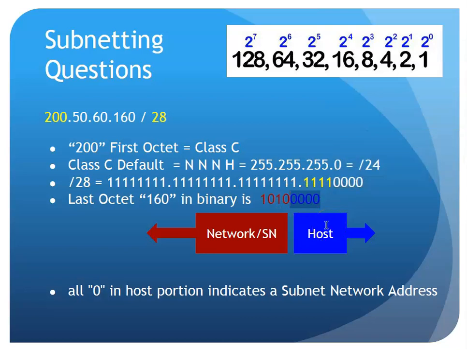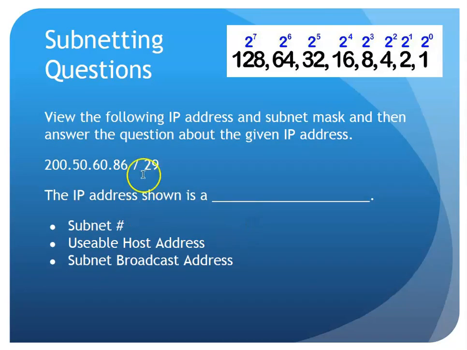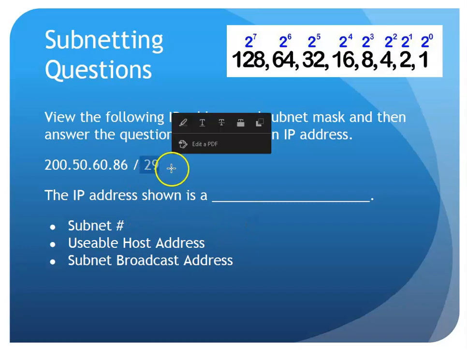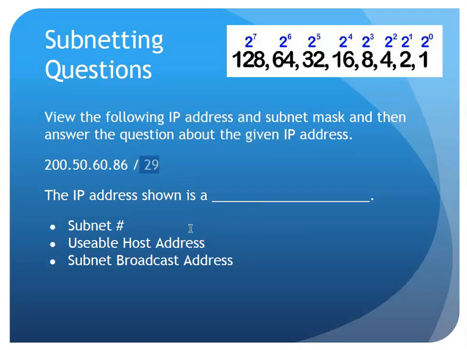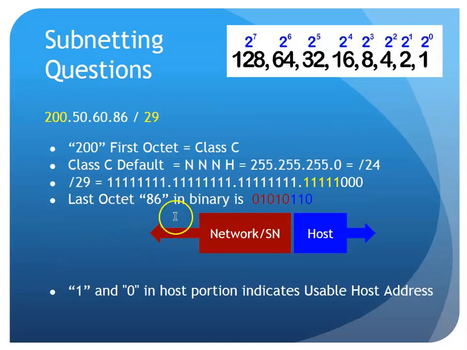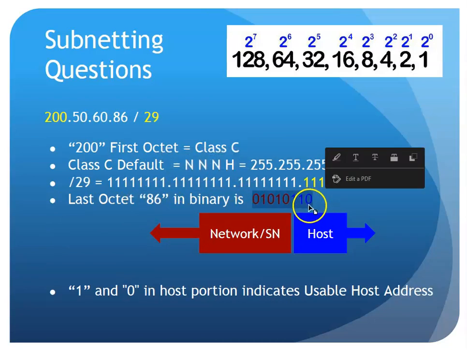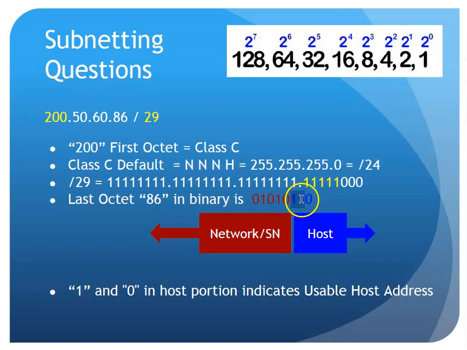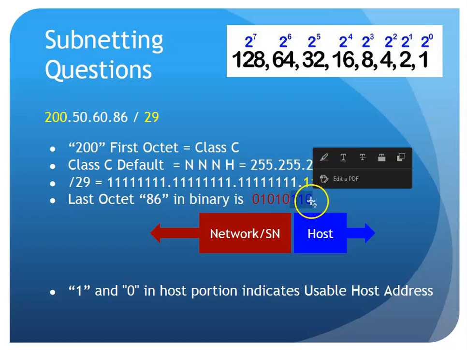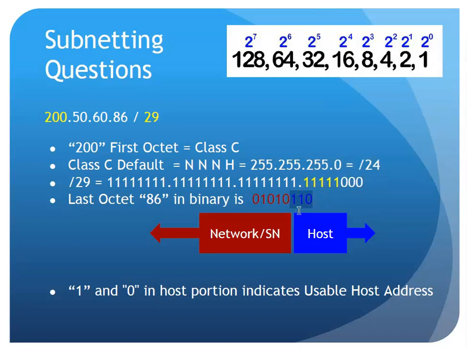It's not usable. Here's one more, /29. Here we have 5 bits borrowed, so there are 3 bits for host. Again, I'm going to write out this 86 in binary. What I find out is the host bits are 110. They're not all ones, they're not all zeros. It's a mixture, so this has to be a usable.